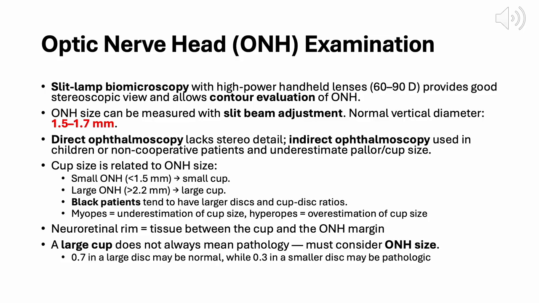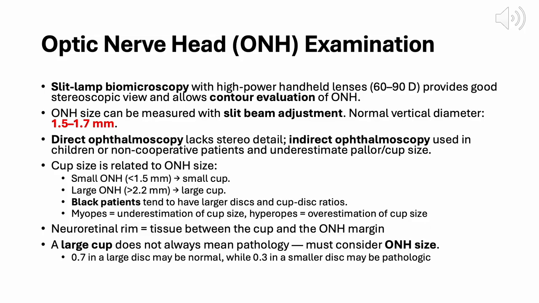Cup size itself is influenced by the size of the optic disc. Smaller nerves usually have smaller cups, and larger nerves tend to have larger cups. This is especially important because black patients often have larger discs and physiologically larger cup-disc ratios. Also remember, myopes may have cups that appear smaller than they are, while hyperopes may appear to have larger ones. What we really care about is the neuroretinal rim. That's the tissue between the edge of the cup and the optic disc margin.